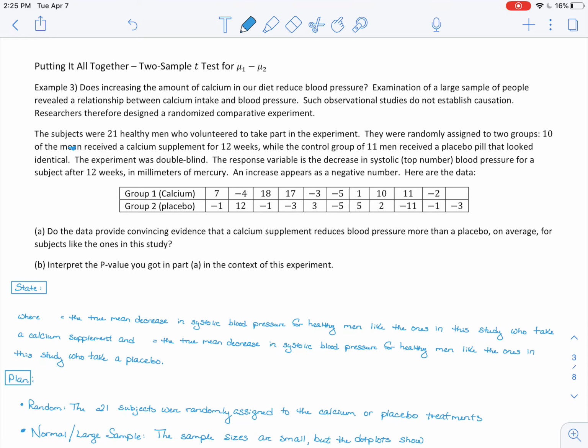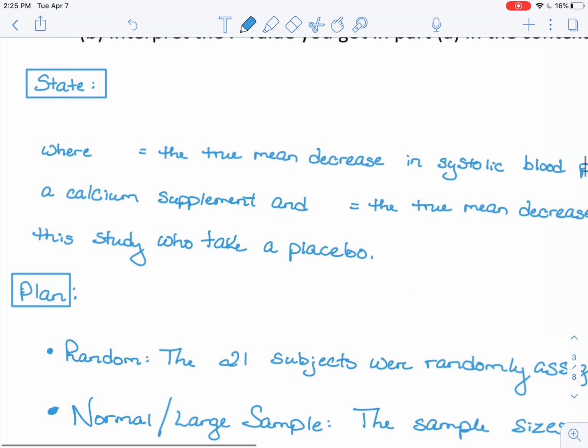The response variable is the decrease in systolic blood pressure for a subject after 12 weeks, in millimeters of mercury. An increase appears as a negative number, and this is the data. So this is the decrease. This guy decreased 7 millimeters, where this guy decreased -4, which means they increased 4 millimeters. So we have the calcium group and the placebo group, and we just want to know, do we have convincing evidence that a calcium supplement reduces blood pressure more than a placebo on average for subjects like these 21 men?